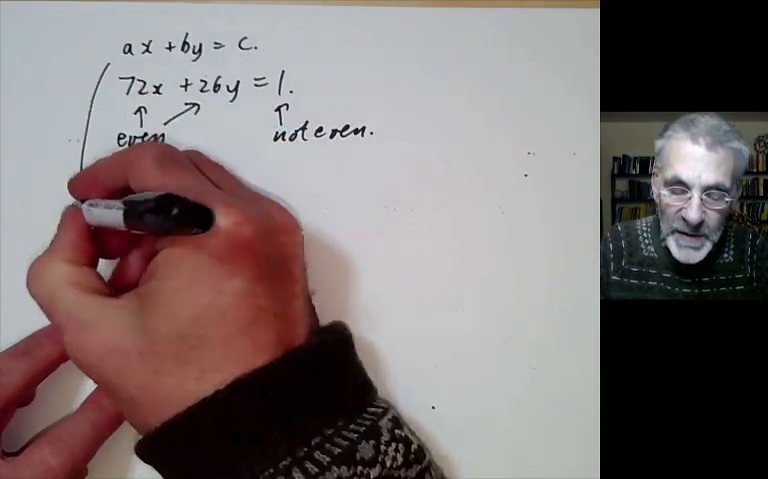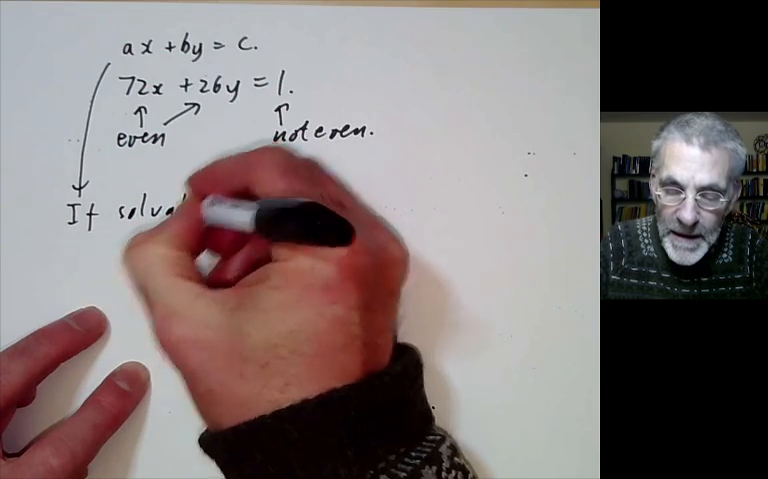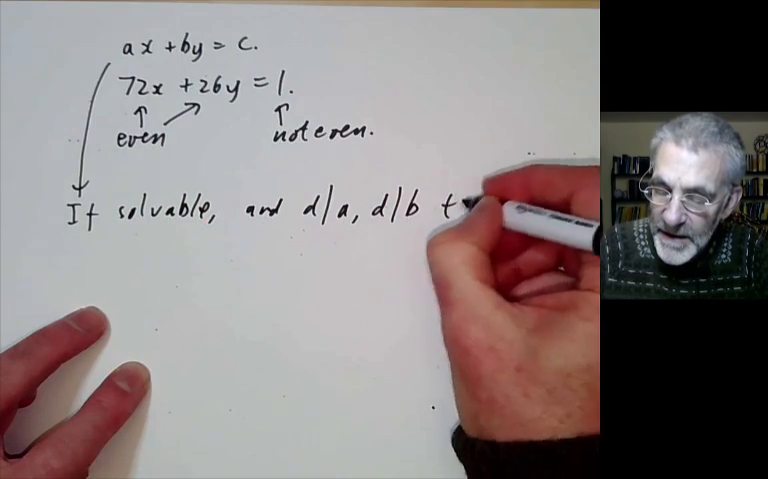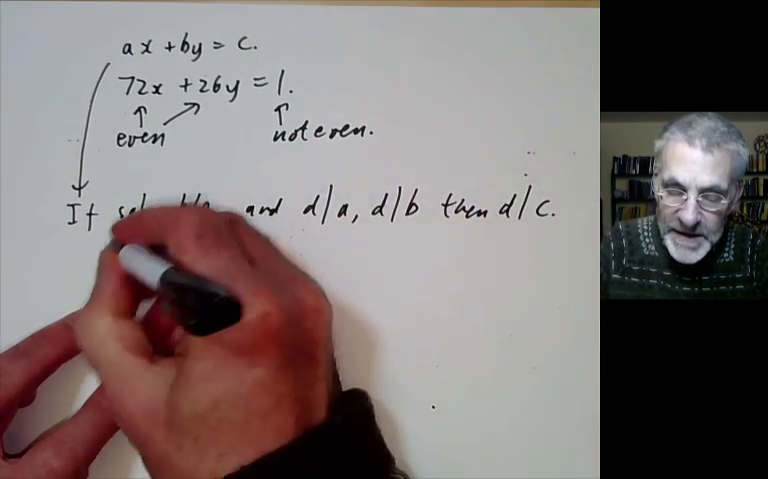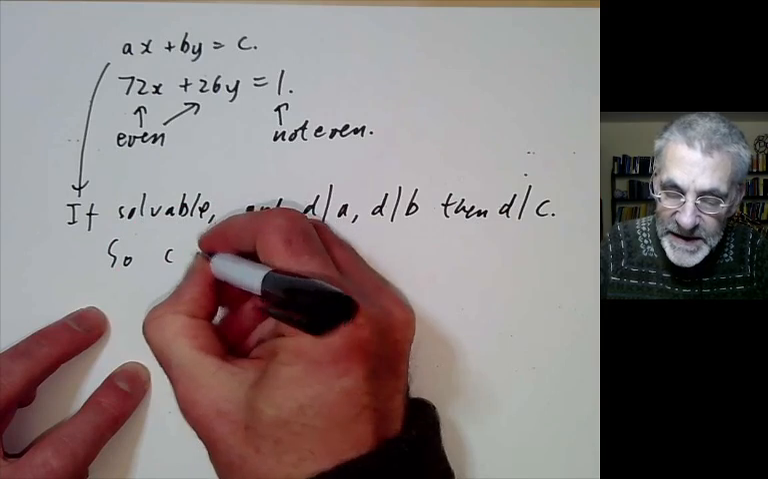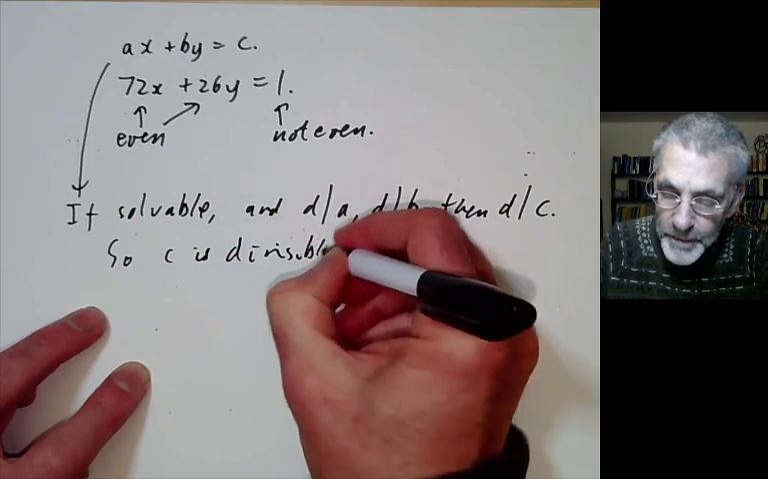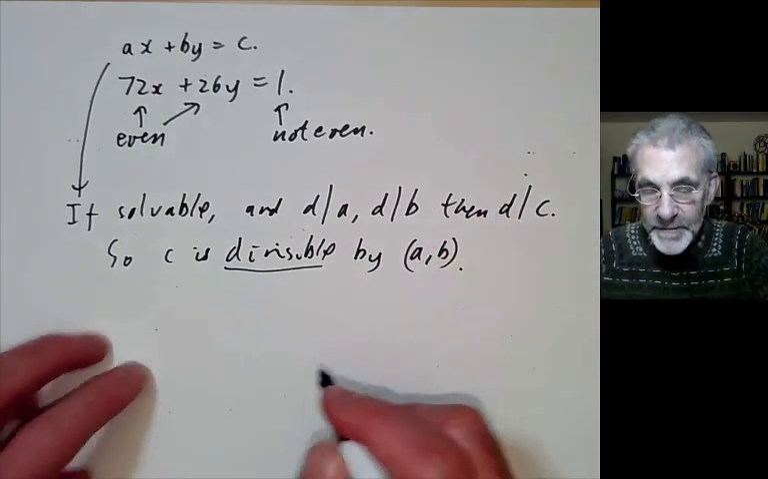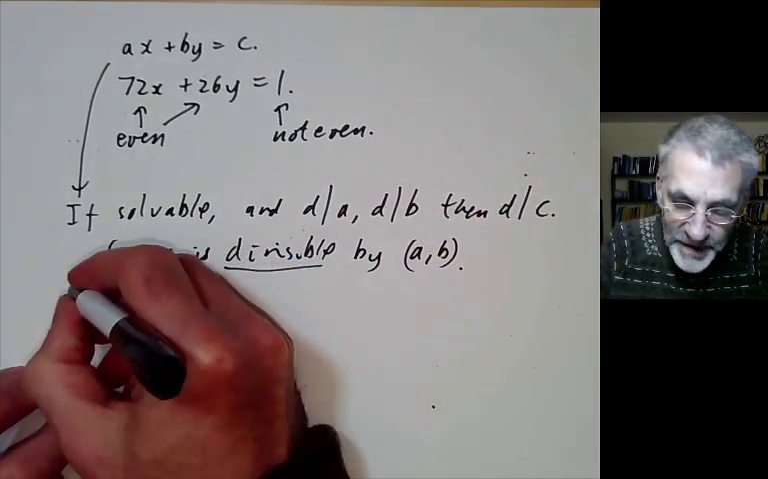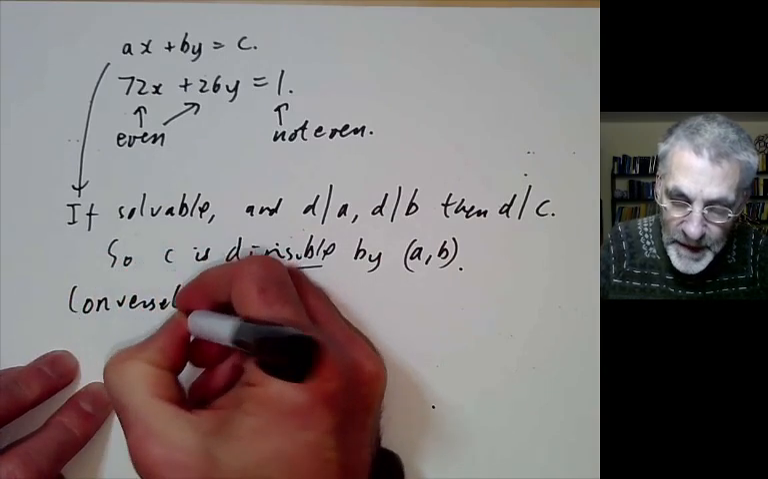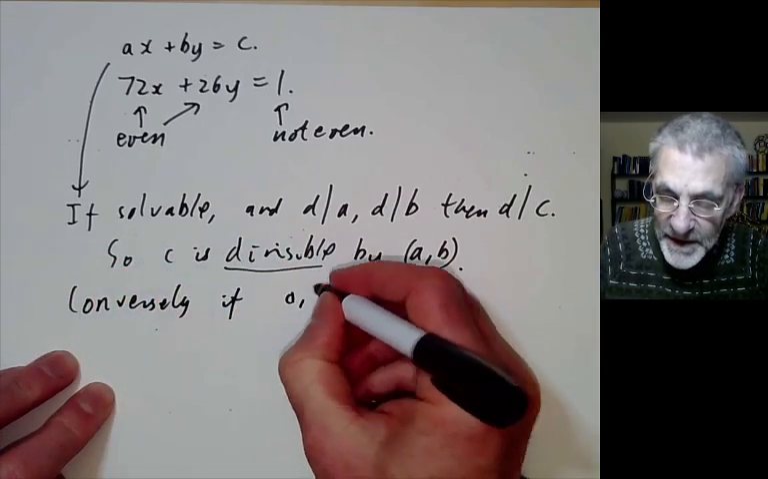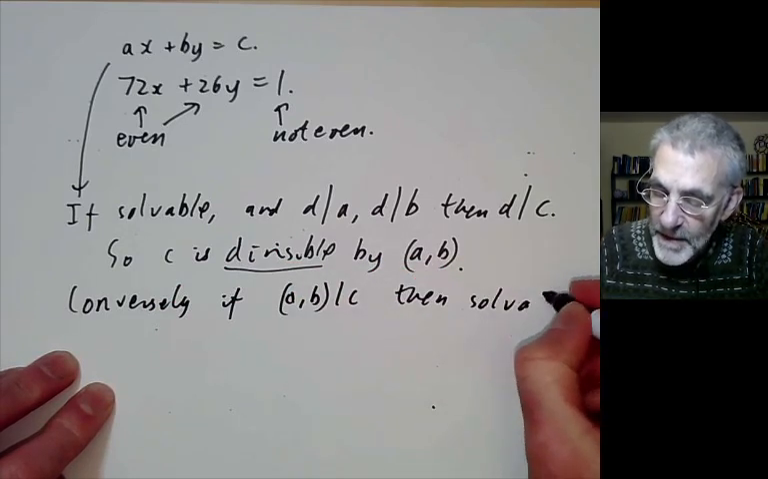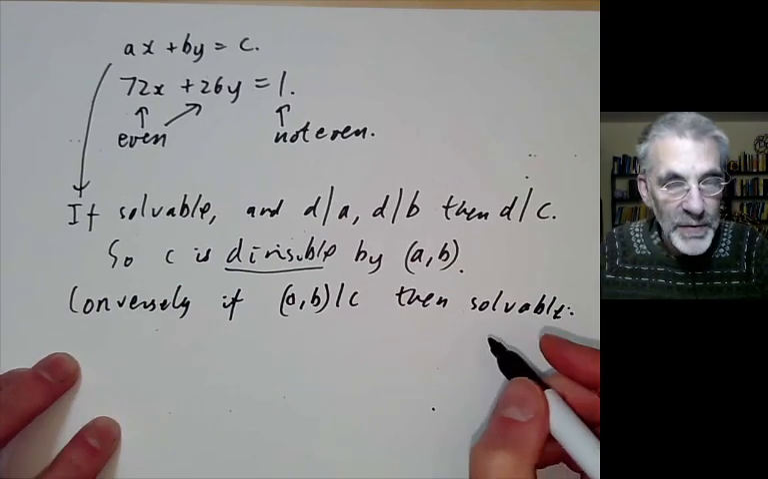So if this is solvable, and d divides a, and d divides b, then d divides c. So, in particular, c is divisible by the greatest common divisor of a and b. And conversely, if the greatest common divisor of a and b divides c, then the equation is solvable. And we can see this from Euclid's algorithm.